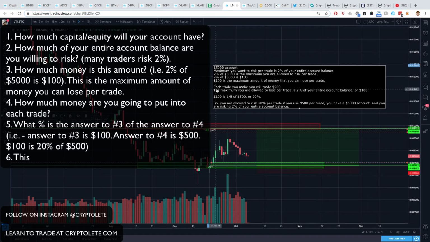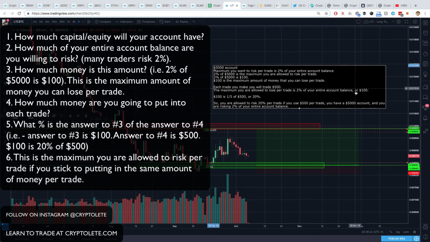Then you need to ask yourself how much you're going to be putting into each trade. If the maximum amount that you're allowed to lose per trade is 2% of your entire account balance, you need to calculate how much 2% of your entire account balance is. And that's how much you're allowed to lose per trade. Then you need to say, all right, how much are you going to put into each trade?